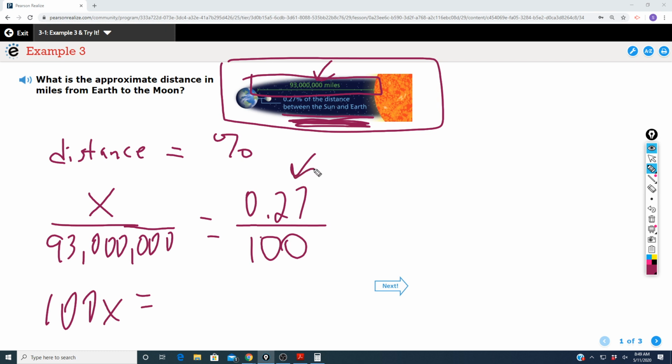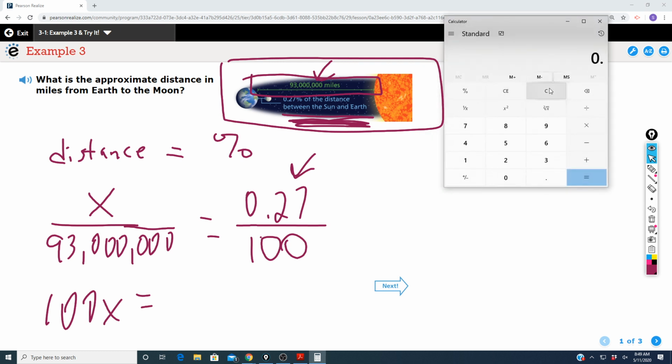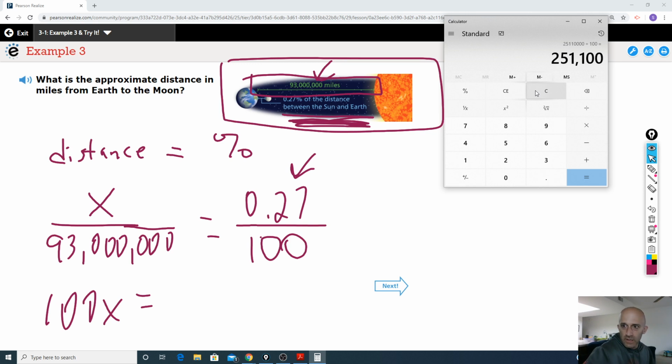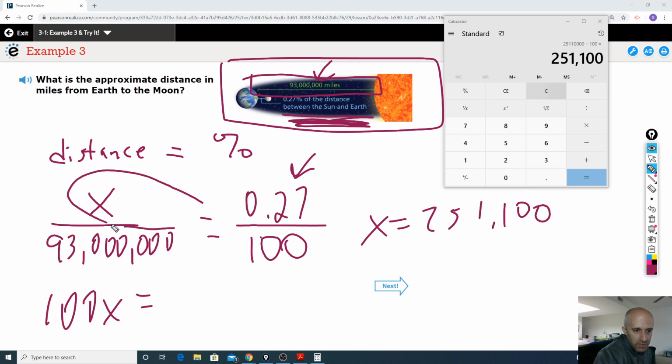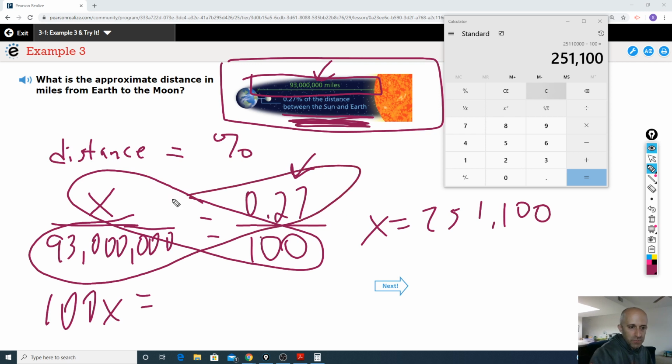Remember, when you're doing this, that 0.27 is represented as a percent. It's going to give you that, and then divide it by your 100. When you cross multiply and divide, your x is going to be 251,000. What I did is I took x times 100, and then I took 93 million times 0.27.